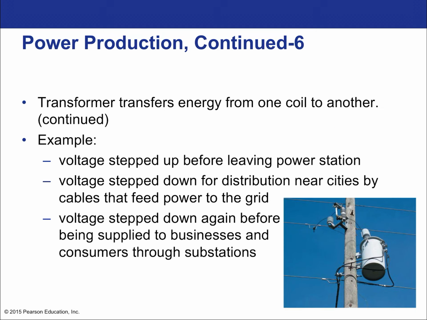So a transformer transfers energy from one coil to another. The voltage is stepped up before leaving the power station. The voltage is stepped down for distribution near cities by cables that feed power to the grid. And the voltage is stepped down again before being supplied to businesses and consumers.